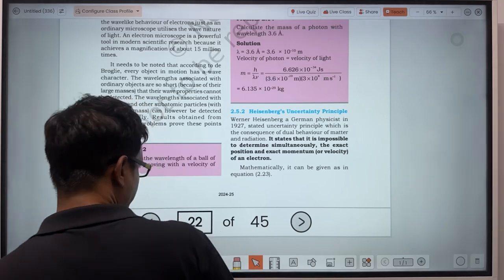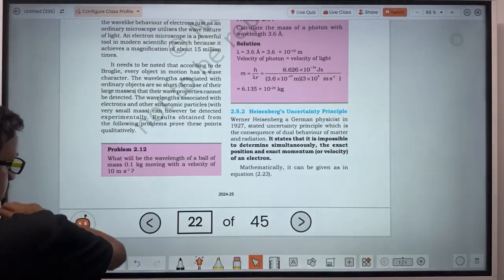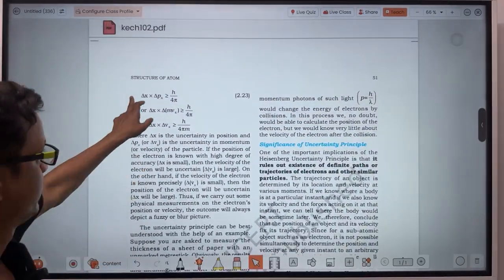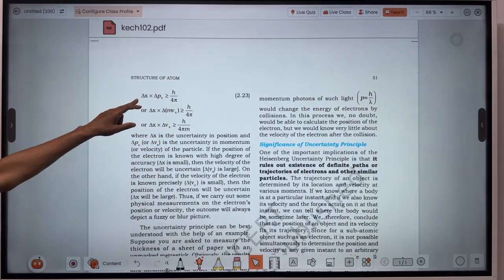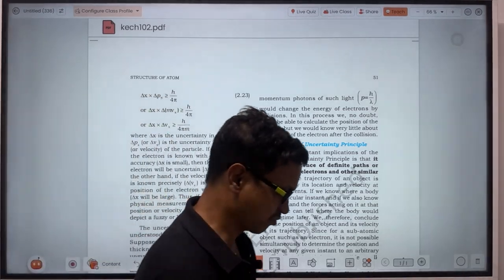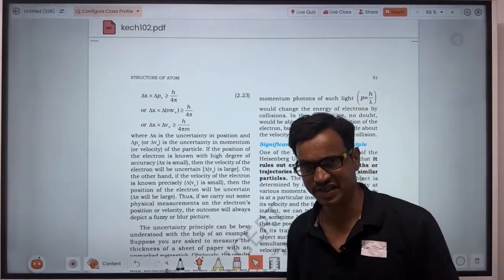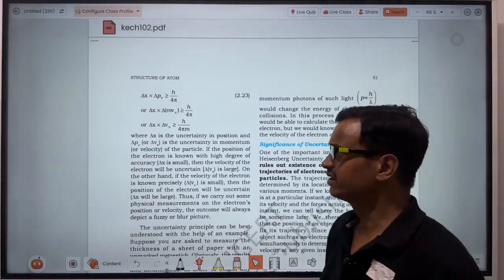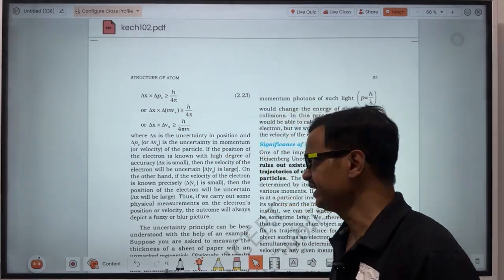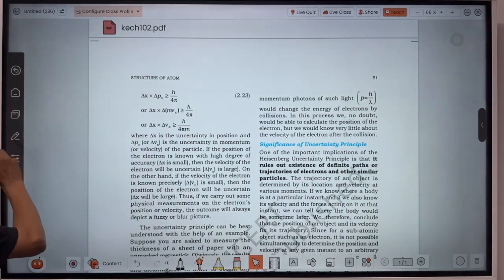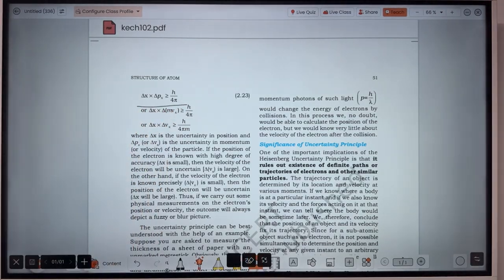So when we multiply the inaccuracy in position and the inaccuracy in momentum, delta x delta p, it will always be greater than or equal to h upon 4 pi. So at most we can calculate both position and momentum of the electron simultaneously till the limit of h upon 4 pi. The product of inaccuracies will always be greater than or equal to h upon 4 pi.